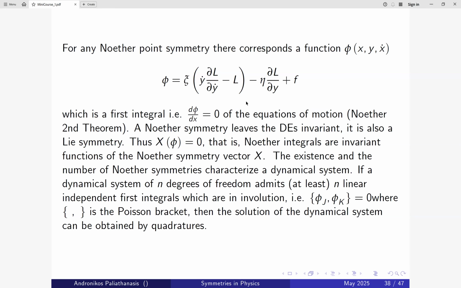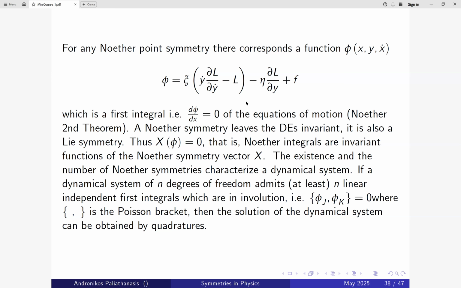For any Noether point symmetry, there corresponds the function phi, which is given by this formula, and this is the easiest way to construct a conservation law by using a point transformation, a symmetry vector. Now, if the function is a conservation law, and another symmetry leaves the differential equation invariant, then X, the Lie symmetry or the Noether symmetry, acting on phi is equal to 0. That means that the Noether integrals are invariant functions of the Noether symmetry vector X. The number of Noether symmetries characterizes a dynamical system.